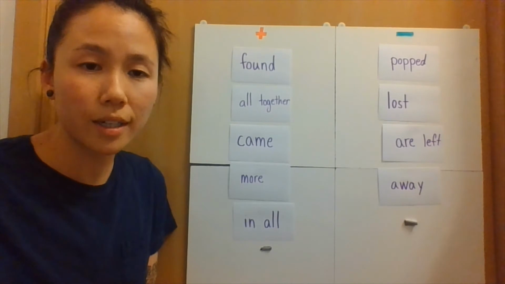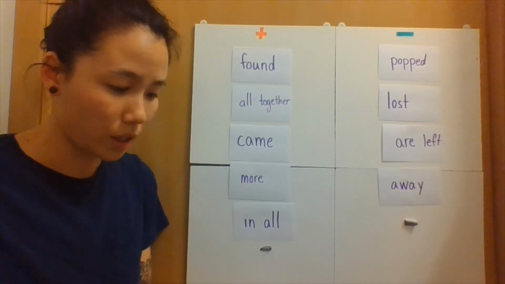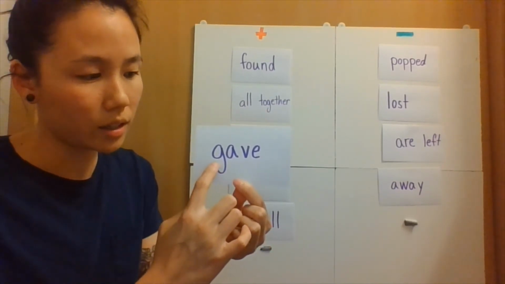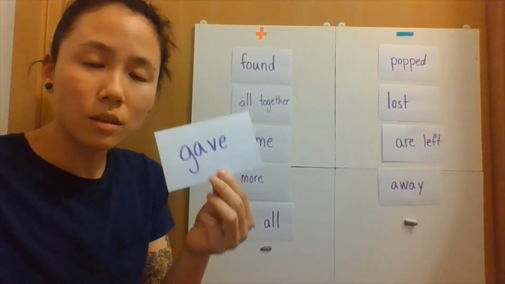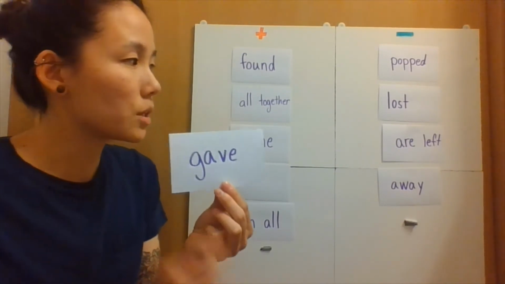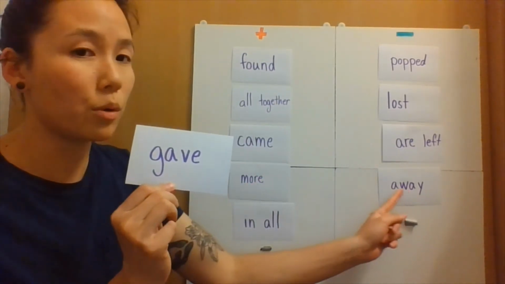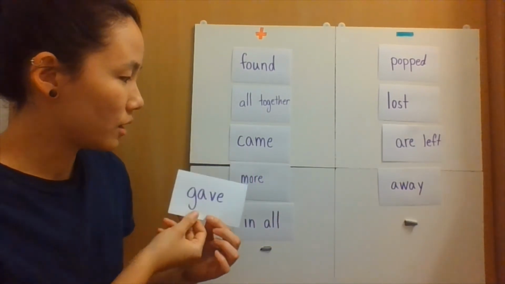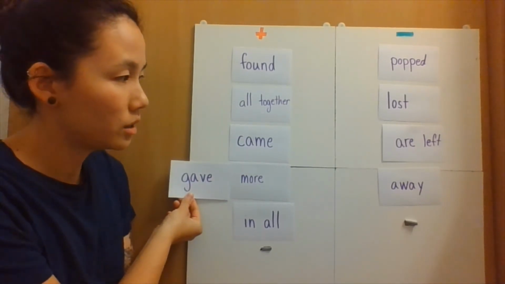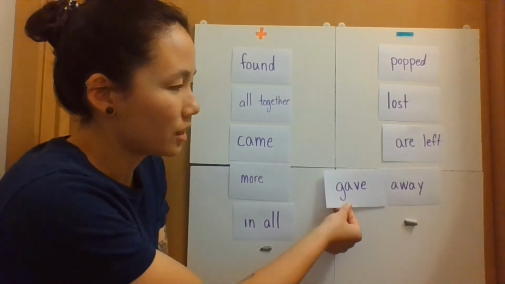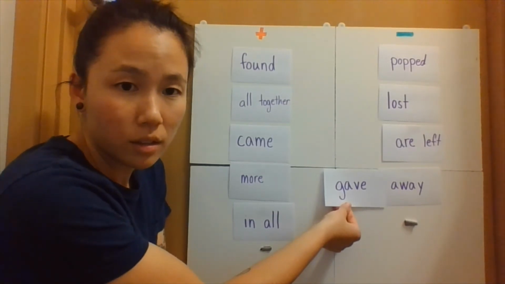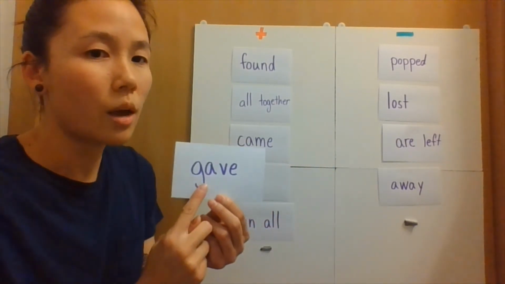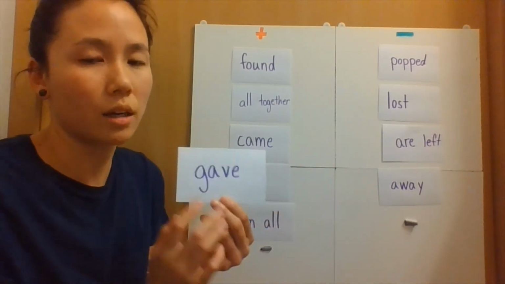All right, the last word that I have to talk about is kind of a tricky one. And the word is gave. Can you guys all say that? Gave. So the reason why this word is really tricky is because you might see it with words on both of these, okay? So you might see it with gave more. You might see it with gave away. So this word kind of doesn't tell you which one you're going to use, but you need to look at the other words that come with it, right?